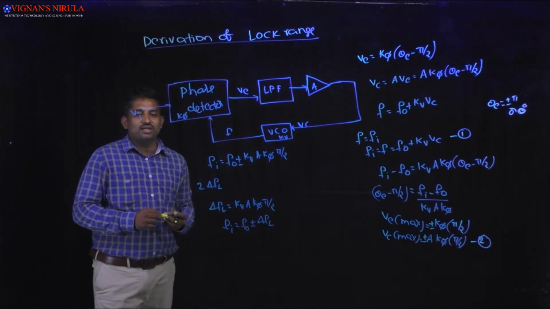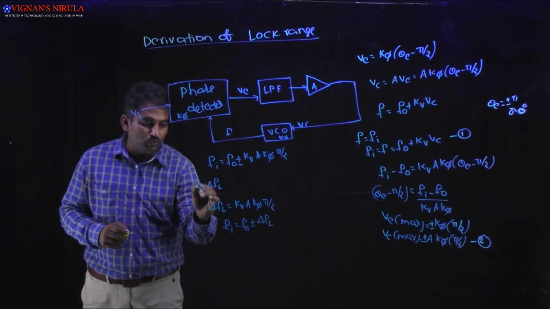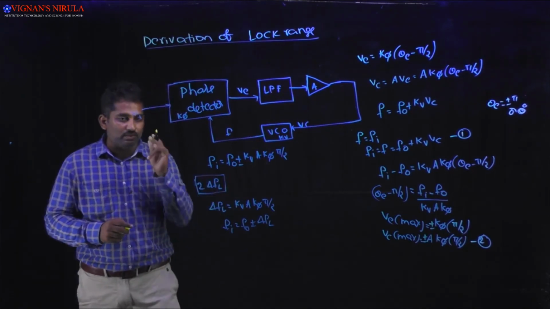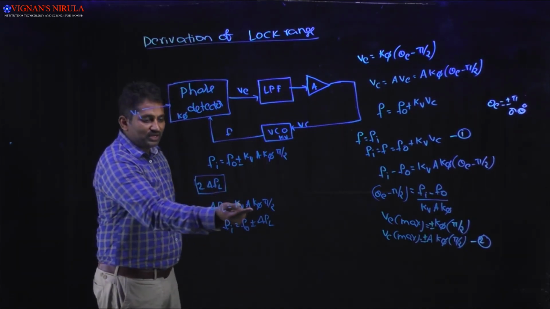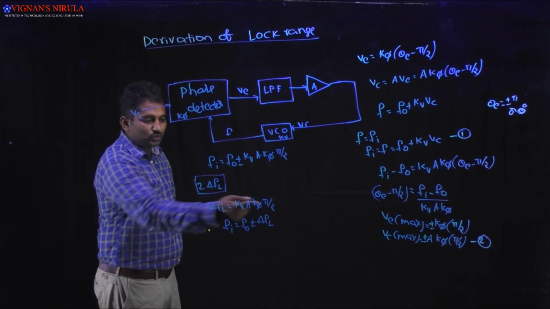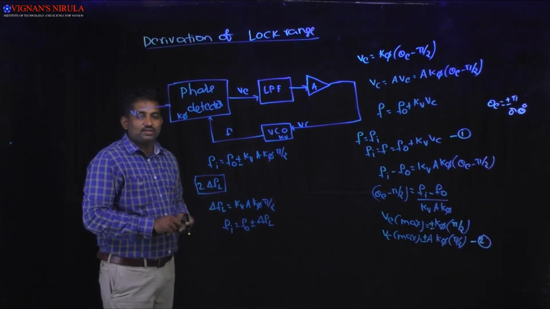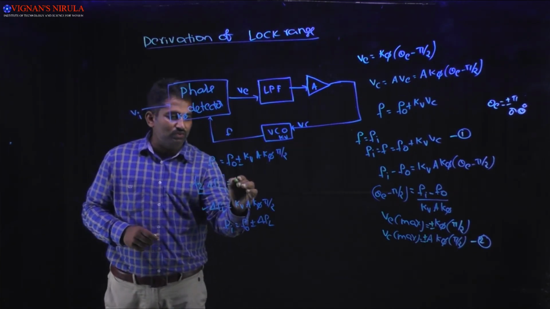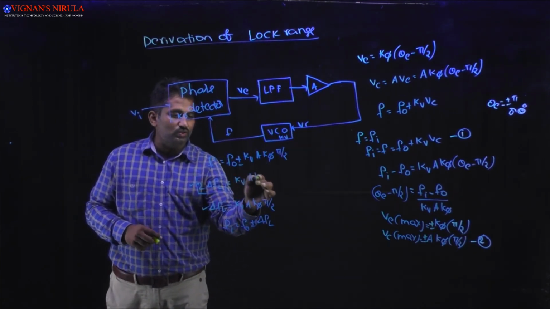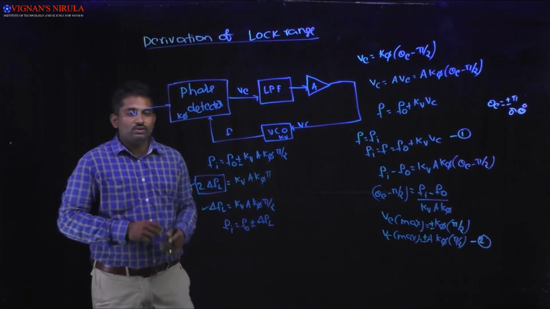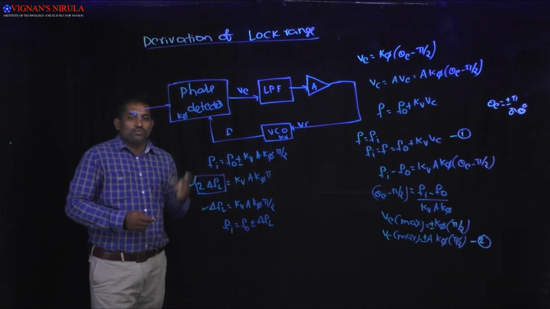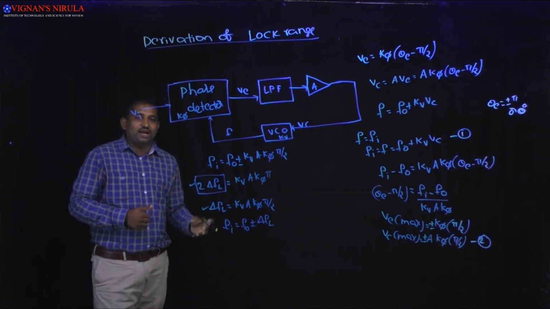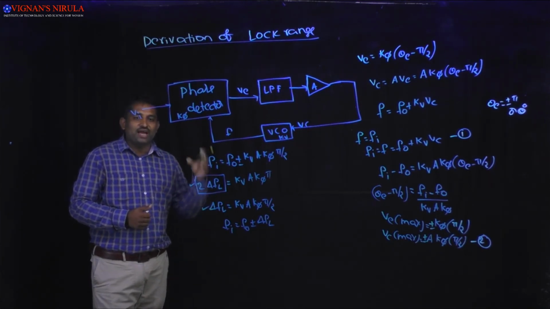So this will be rewritten as fi is equal to f0 plus or minus delta fL. Generally the lock range will be represented as 2 into delta fL. Remember this. But delta fL is this. Whenever you multiply with the 2, then the 2 will be cancelled. So 2 into delta fL will be equal to kV into A into K phi into pi. Now what is the value of kV, K phi, and A from the IC 565 PLL?